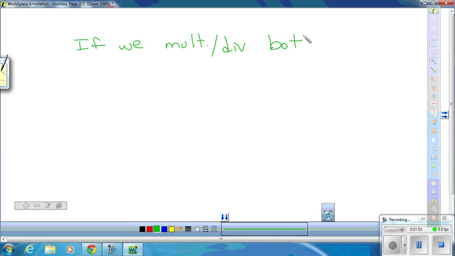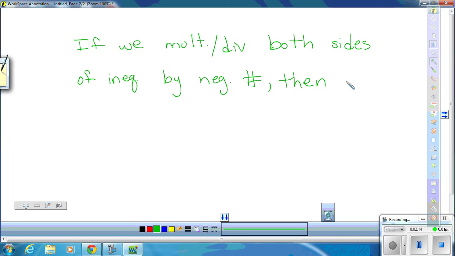Now this is very important. Both sides of the equation. It doesn't mean if there is a negative number just in the problem. That's not what we're talking about. But if to solve it, I have to multiply or divide both sides of the inequality by a negative number, then I have to switch the sign. That means it changes from being a greater than sign to a less than sign.